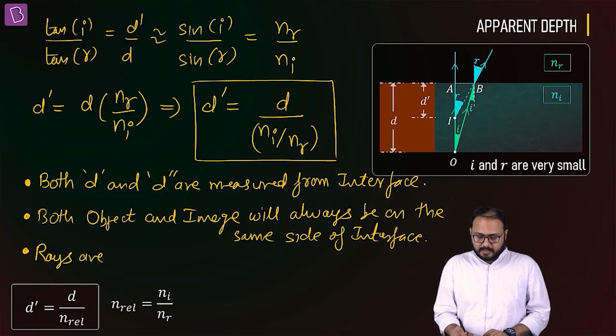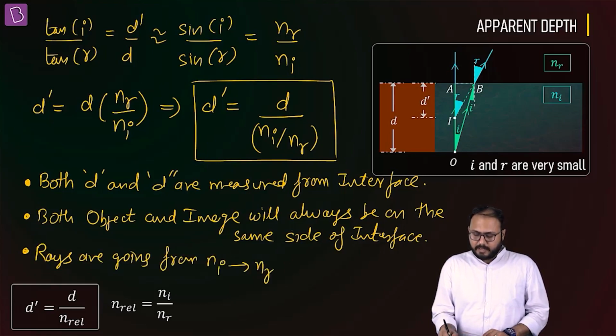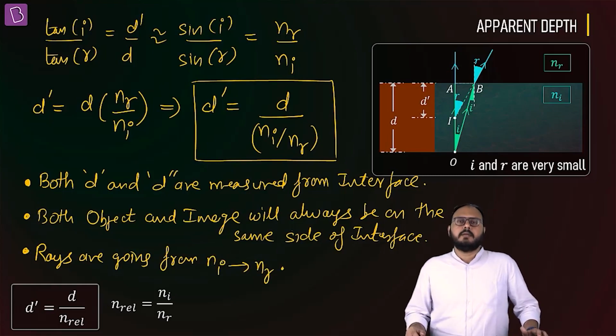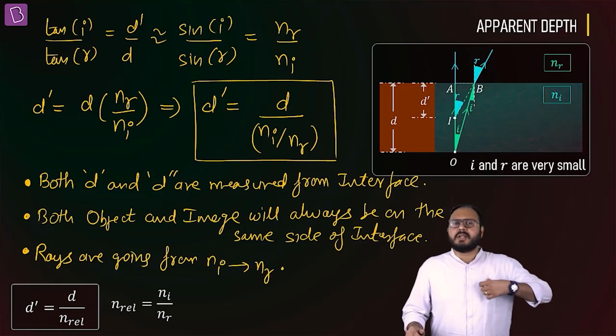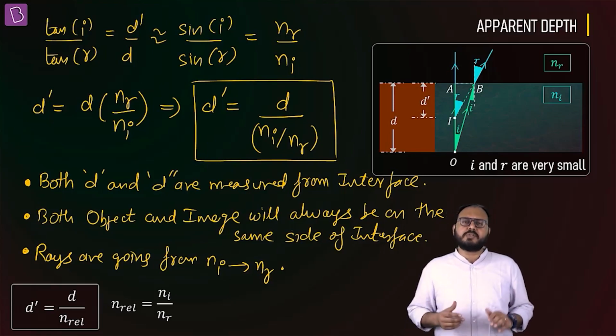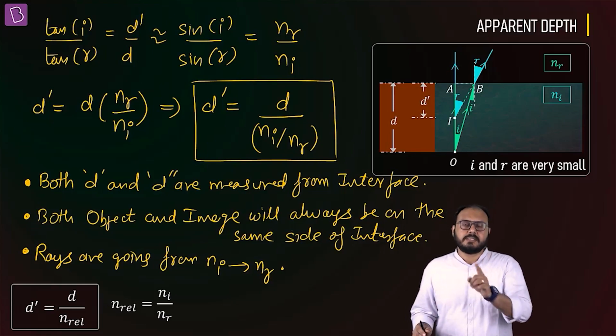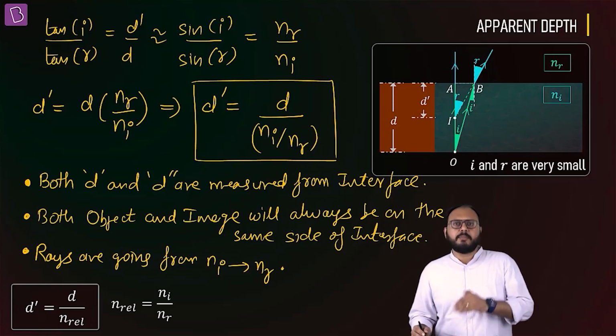And third, rays are going from Ni to Nr. Isn't it obvious? No, it's not obvious. Some people say Ni is the medium where the object is. Wrong. You can't be biased towards the real object all the time. Your object could be virtual also, no? Follow the rays, not the object. Rays are going from Ni to Nr.